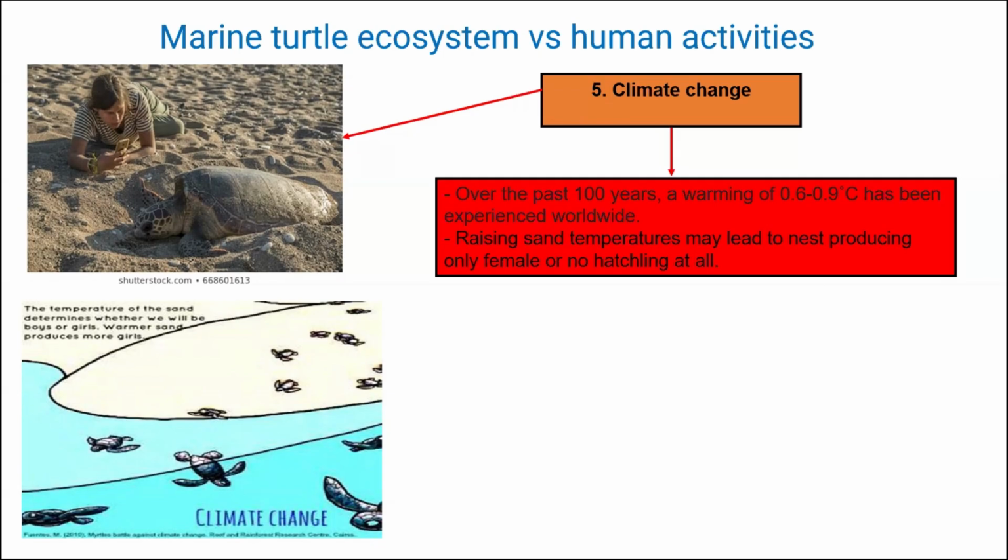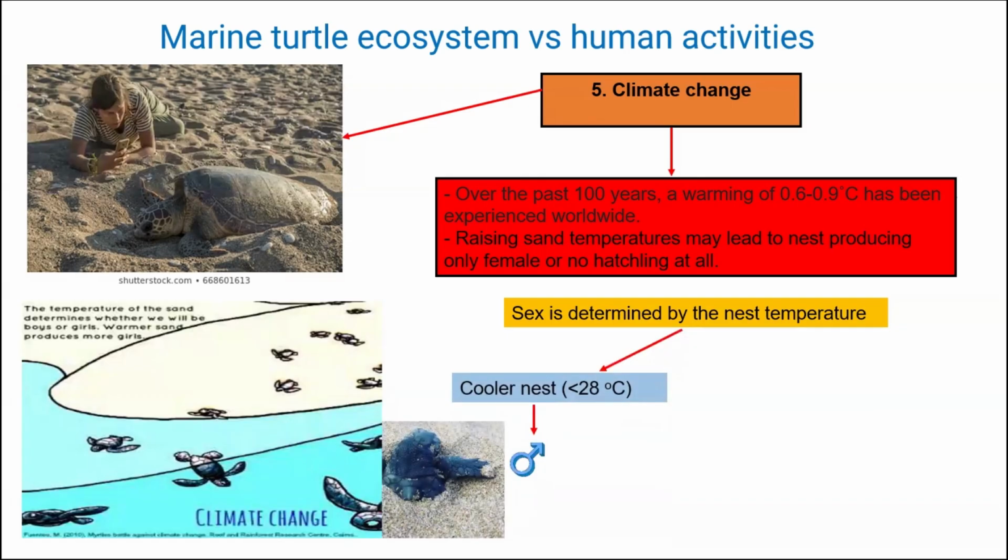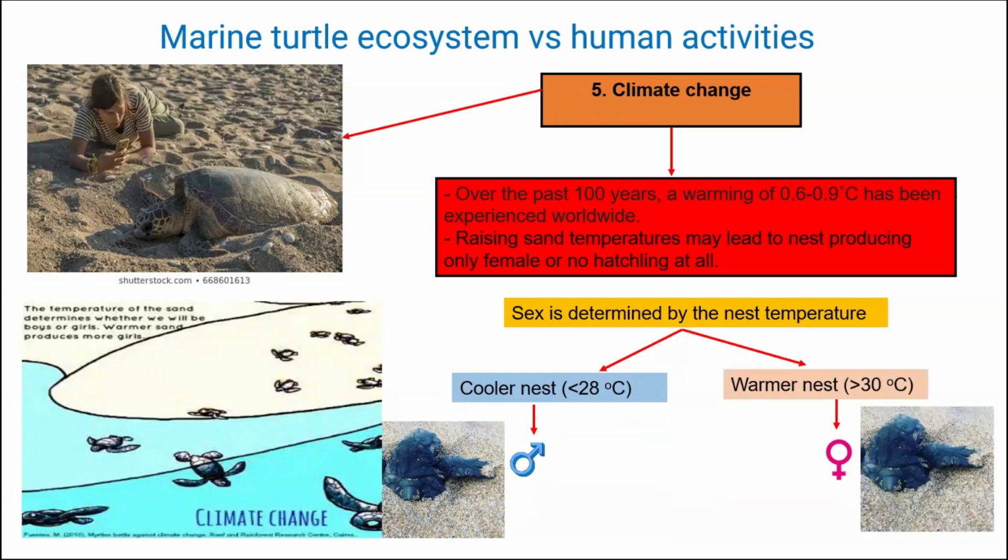Rising sand temperatures may lead to nests producing only females, or in another scenario, no hatchlings at all. Why do I say this? Because, as you may know, the sex of marine turtles is determined by the nest temperature, the temperature at which the eggs are incubated in the sand. There is a pivotal temperature, which is usually 29 degrees Celsius. Below this temperature, the nest will produce males, and if the eggs are incubated at a warmer temperature, above 29 or 30 degrees Celsius, they will produce females.